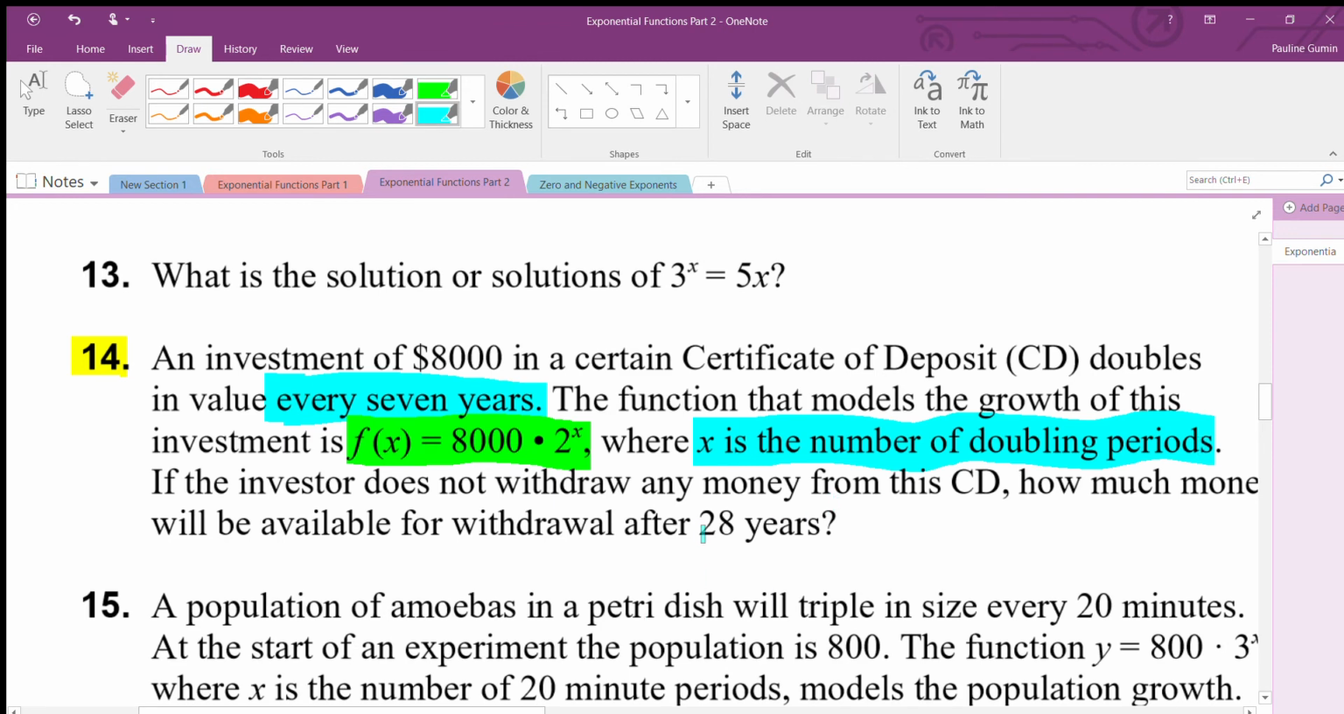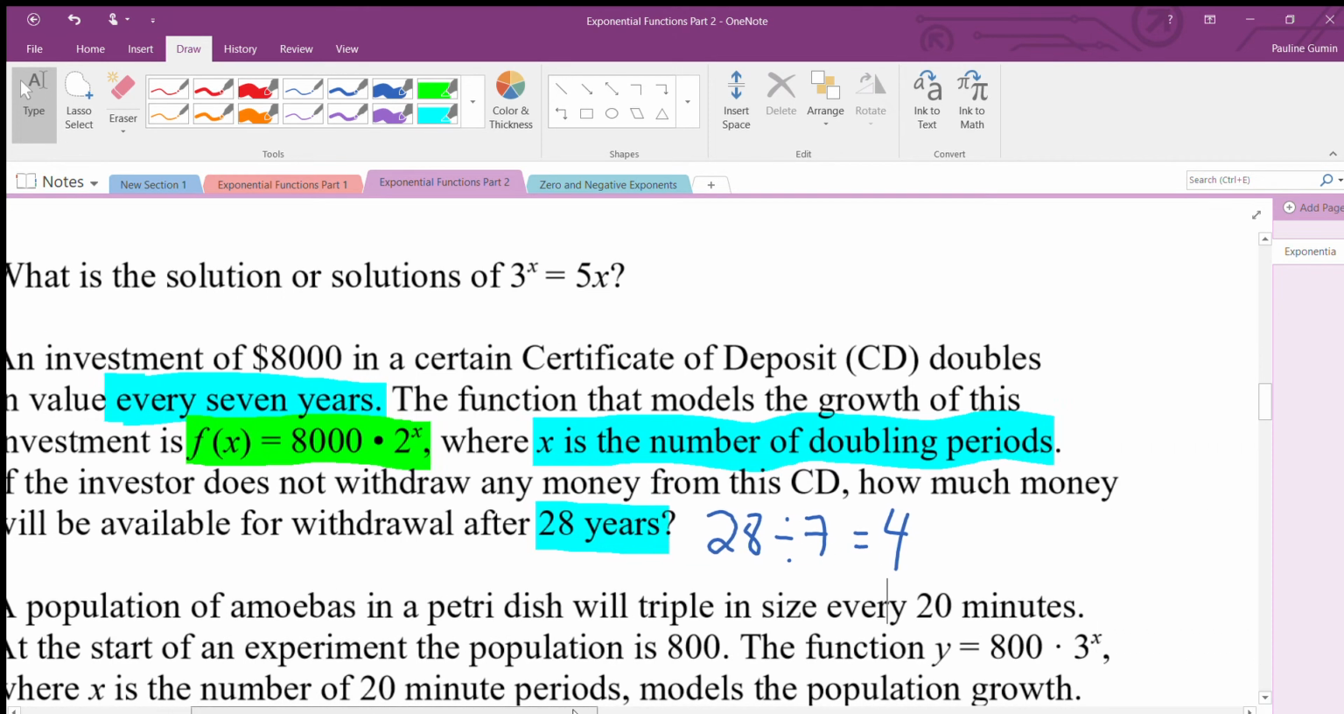And then we have 28 years. So I highlighted all the years stuff because that looks like we're going to be dealing with it. Well, if there's 28 years and every doubling period is 7 years, the first thing I need to do is divide 28 by 7. So 4. There are 4 doubling periods.